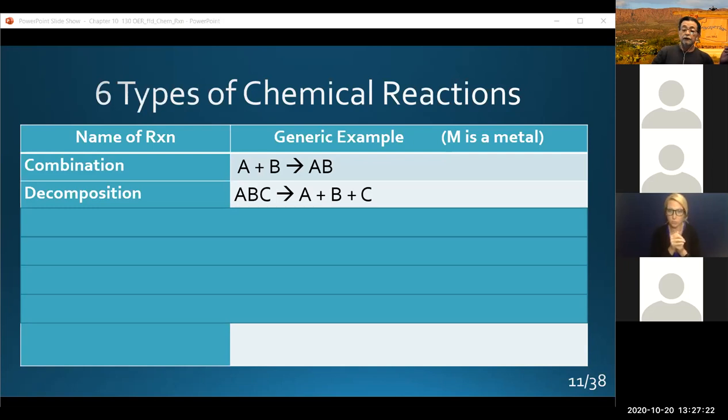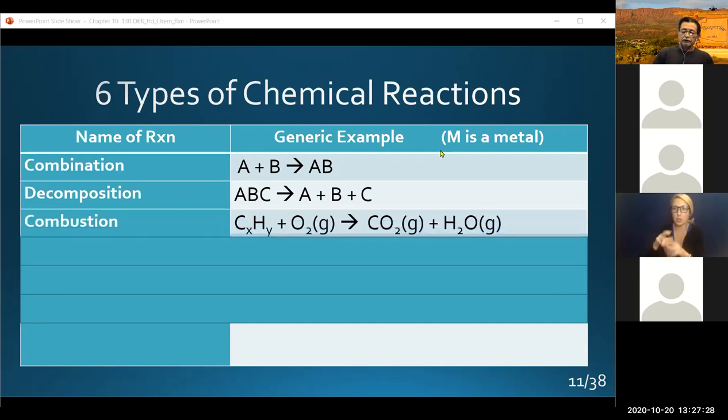Okay, all right. Decomposition reaction, we break it down. Combustion reaction, basically just what it means. One of the principal reactants for any combustion, obviously, is oxygen. So you notice that oxygen is a reactant. The only two products that you're going to get for this type of combustion reaction are simply carbon dioxide and water. That's it.